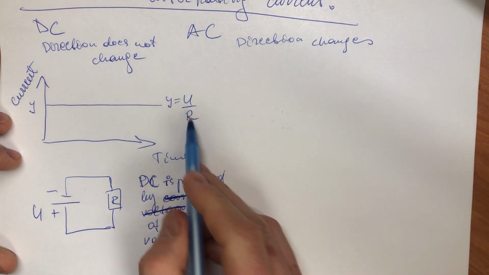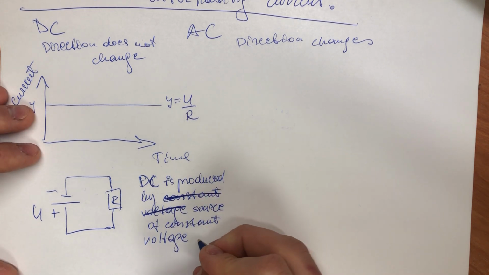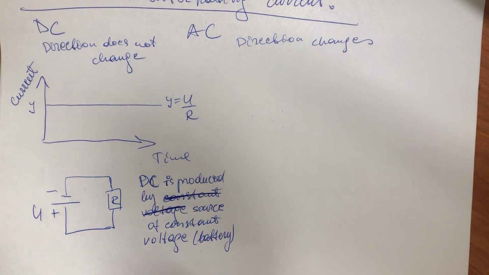Because it's just I divided by R, so nothing changes, and this would be battery, simply battery. So on DC, laptops operate, cell phones, what else? Computers operate on DC. Batteries, remote control operates on DC.